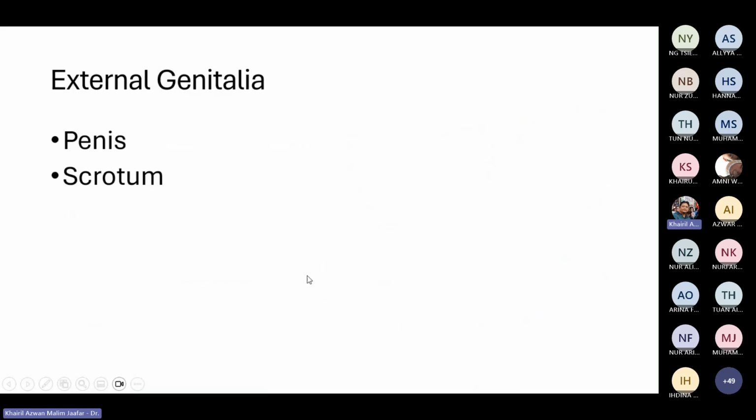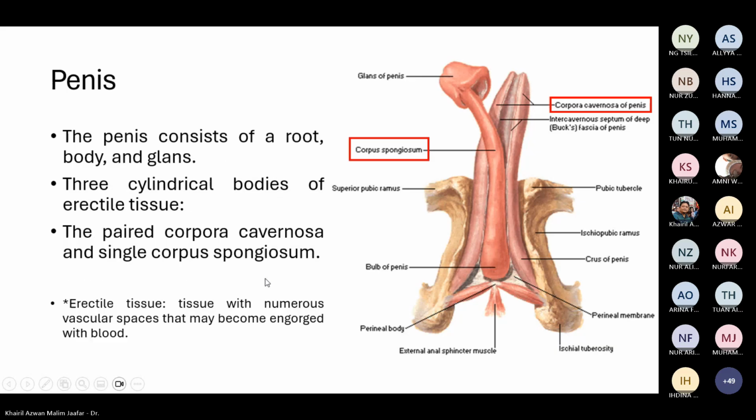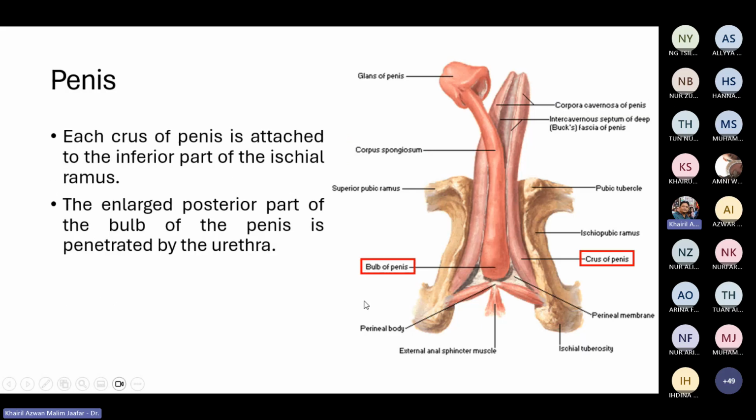Now we come to the external genitalia, penis and scrotum. Please remember which one is the corpus spongiosum and which one is the corpora cavernosa. The corpora cavernosa is attached to the pelvic bone, while the corpus spongiosum rests on the perineal body. The penis is actually erectile tissue. Each crus of the penis is attached. This one is the corpora cavernosa, and the urethra is inside the corpus spongiosum.